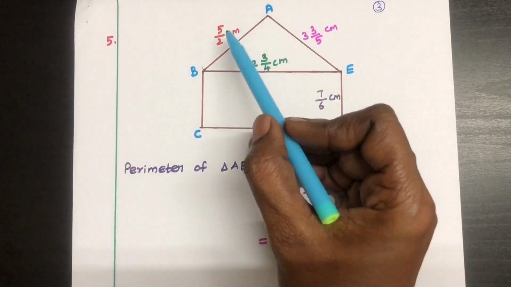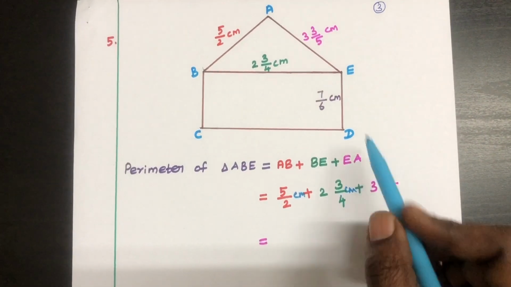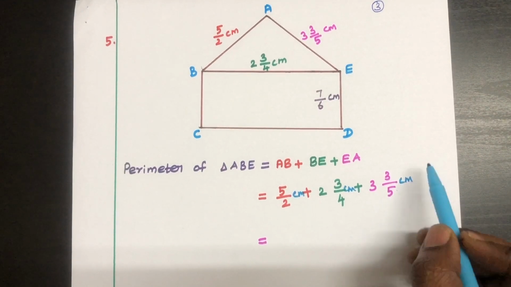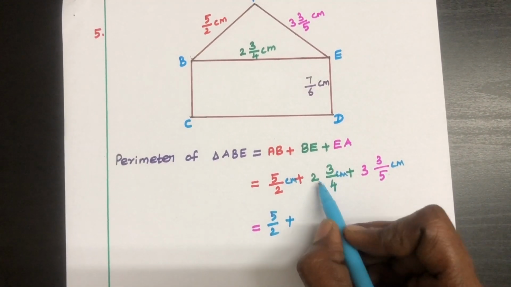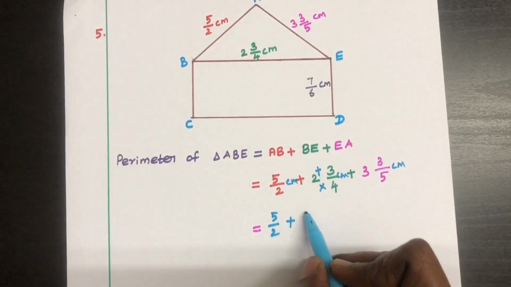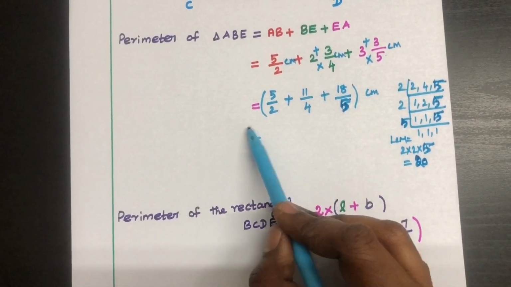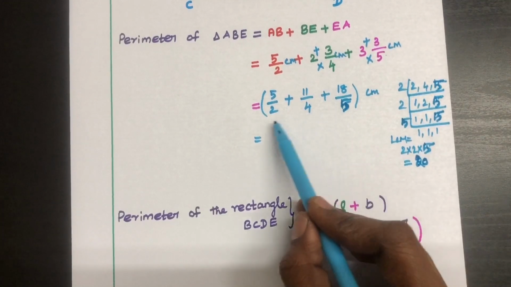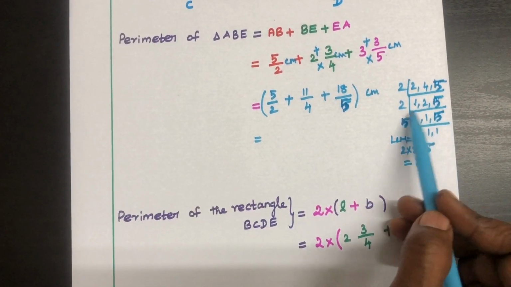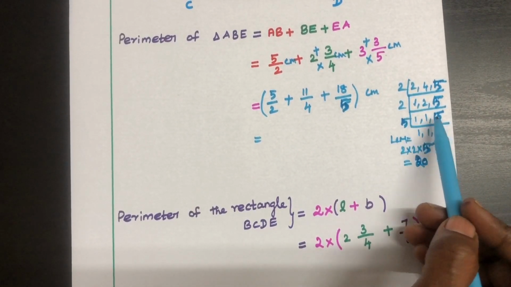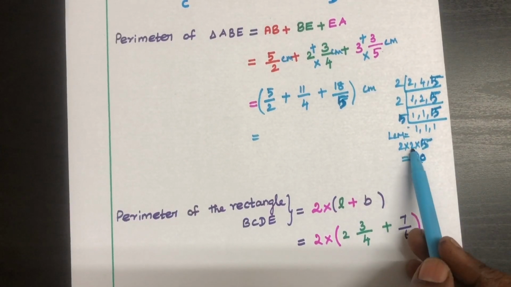So, AB distance is 5 by 2 centimeter. BE is 3 by 4 centimeter. EA is 3 by 5 centimeter. Now we are going to add all these fractions. So 5 by 2, 2 4s are 8, 8 plus 3 is 11 by 4. Plus, 5 3s are 15, 15 plus 3 is 18 by 5. Now we are going to find the LCM of all the denominators. 2, 4, 5. So 2 can divide these two. 1, 2, 5. Now 2 can divide this 2. 1, 1, 5. So 5 can divide this 5. 1, 1, 1. So 2 into 2 into 5 is our LCM. This is equal to 2 2s are 4, 4 5s are 20.